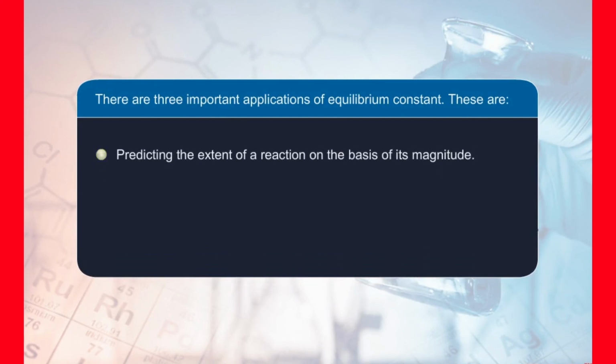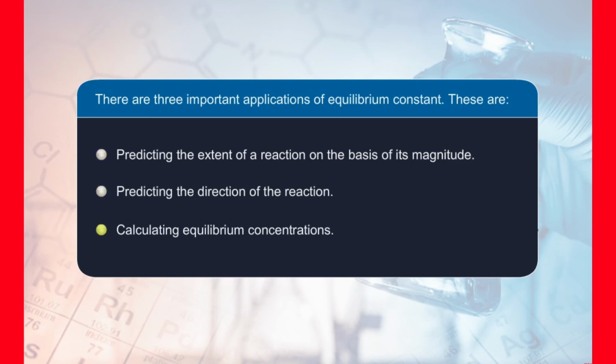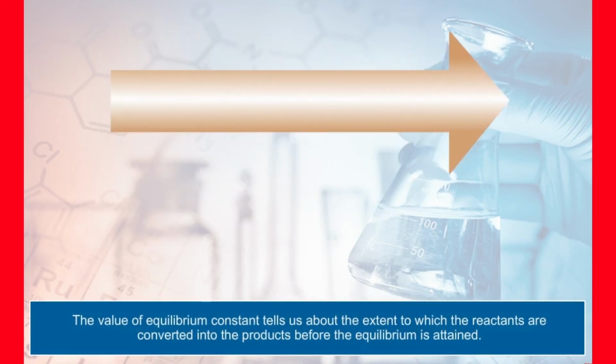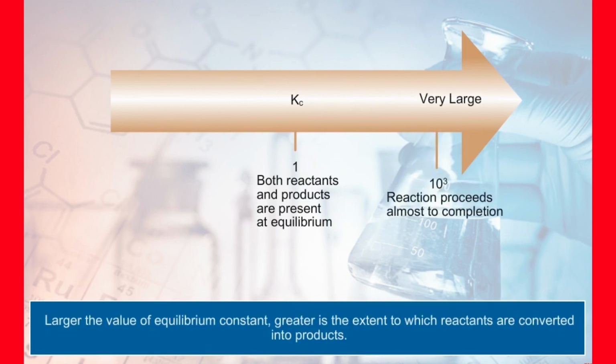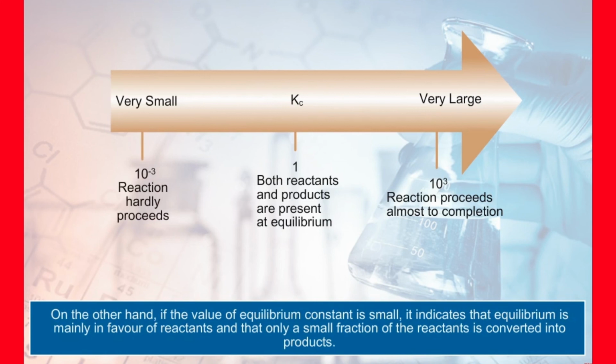Applications of equilibrium constants. There are three important applications of equilibrium constant. These are predicting the extent of a reaction on the basis of its magnitude, predicting the direction of the reaction, and calculating equilibrium concentrations. Let us discuss these one by one. The value of equilibrium constant tells us about the extent to which the reactants are converted into the products before the equilibrium is attained. Larger the value of equilibrium constant, greater is the extent to which reactants are converted into products. On the other hand, if the value of equilibrium constant is small, it indicates that equilibrium is mainly in favor of reactants and that only a small fraction of the reactants is converted into products.